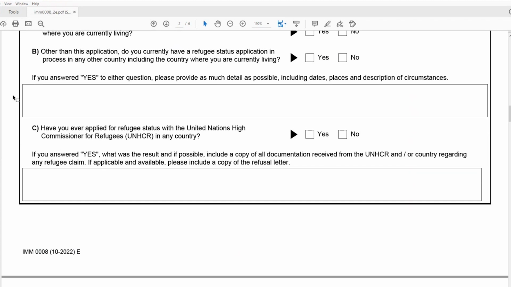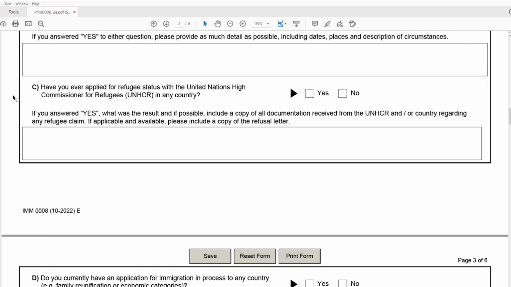And question C, have you ever applied for refugee status with the United Nations, UNHCR, in any country? If you have, then provide a copy of all documentation you received from the UNHCR and or the country of asylum where you have made any refugee claim. And if it's applicable and available, always include a copy of any refusal letters that you received from either UNHCR or from the country of asylum where you sought a refugee claim.